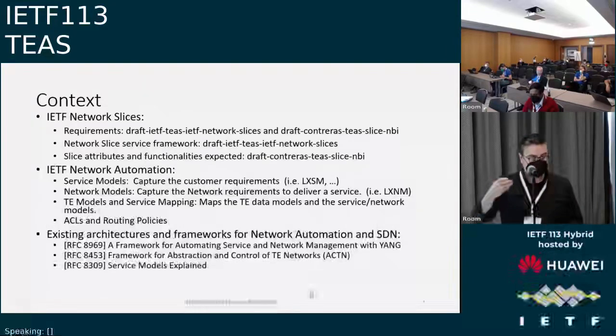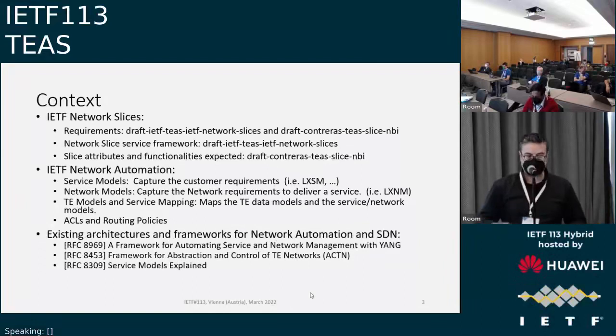We are considering, or the idea is to consider, service models available, so L2SM, L3SM, and so on. Also to consider network models, again, layer 2 NM, layer 3 NM, and so on. And then considering, if necessary as well, the TE models, the service mapping associated to these TE models, and other models that could come maybe related to ACL, routing policies, and so on and so forth.